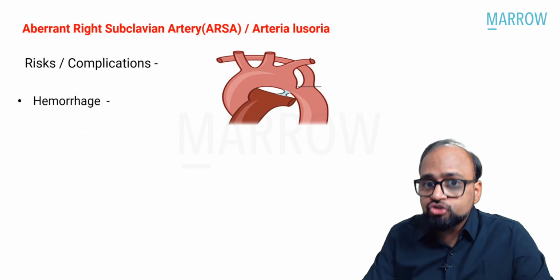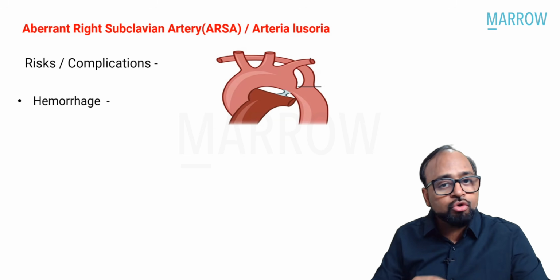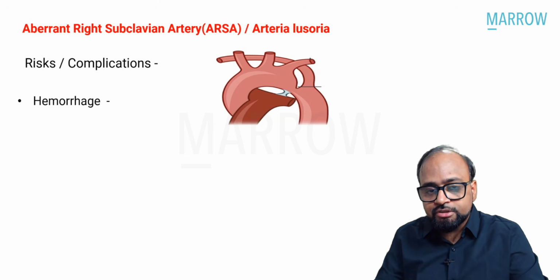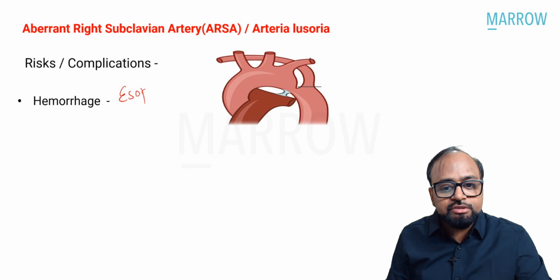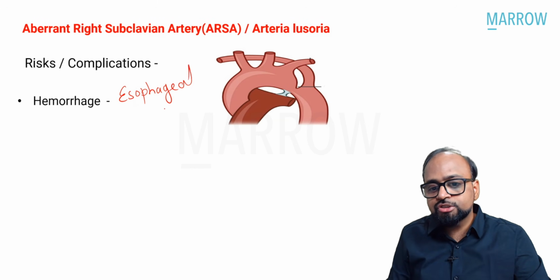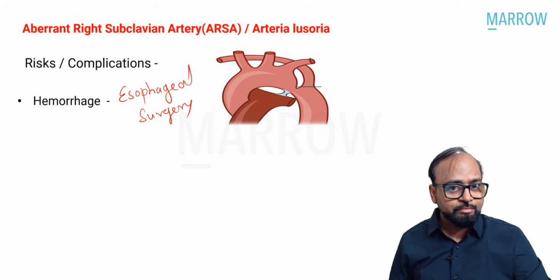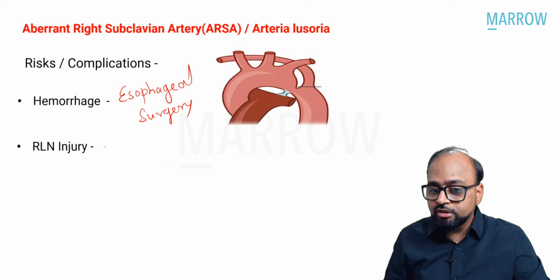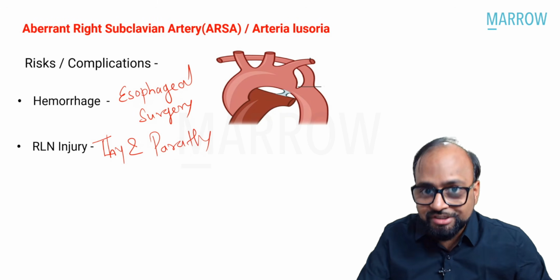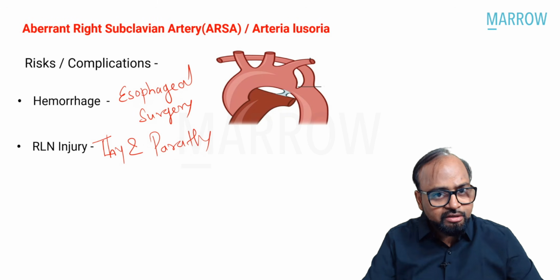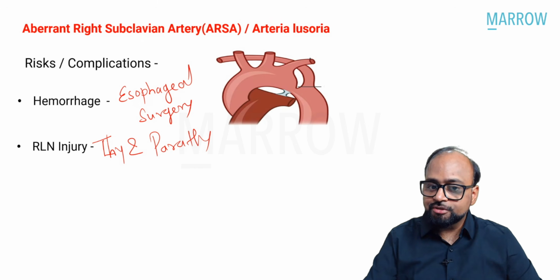So risks and complications, yes, if the surgeon is not aware, if the information is not available pre-surgery. The surgeon is not aware that there is an ARSA, and during esophageal surgeries, because of the close anatomical relationship, it can give rise to torrential hemorrhage. It can give rise to recurrent laryngeal nerve injury in thyroid and parathyroid surgeries, because the course of the laryngeal nerve there is going to be non-recurrent. We studied that, right? Specifically the right laryngeal nerve, and therefore during thyroid and parathyroid surgeries there could be an injury.